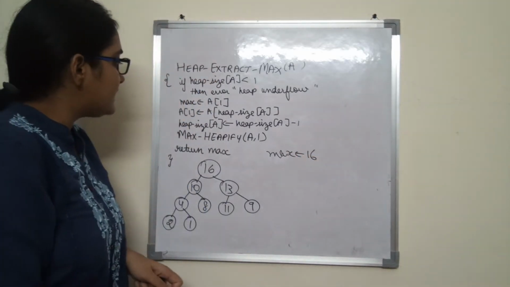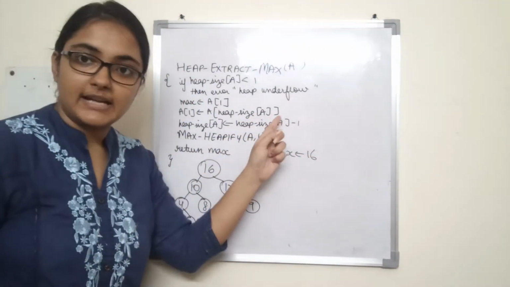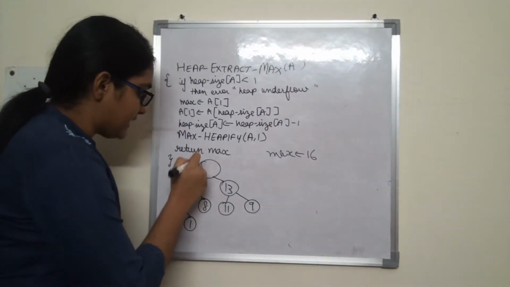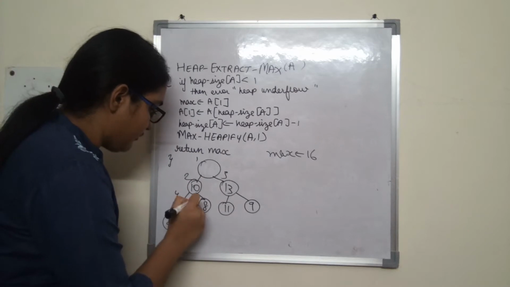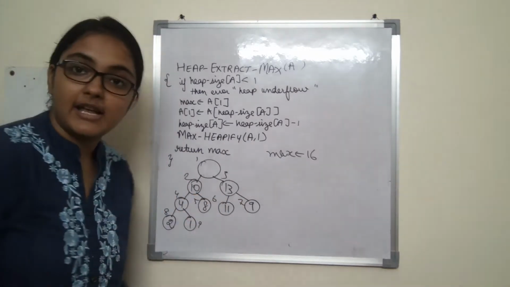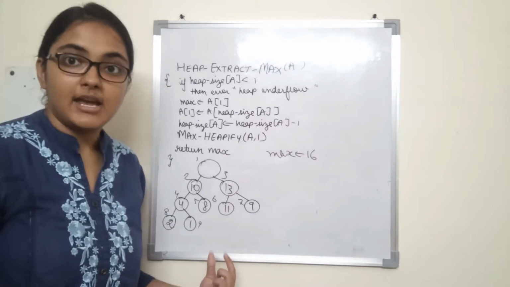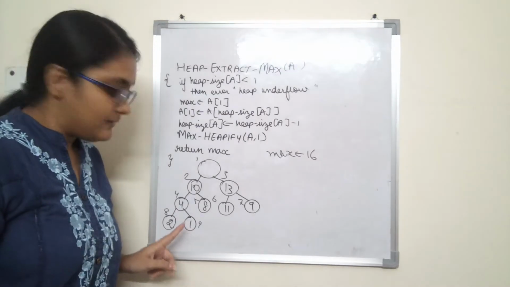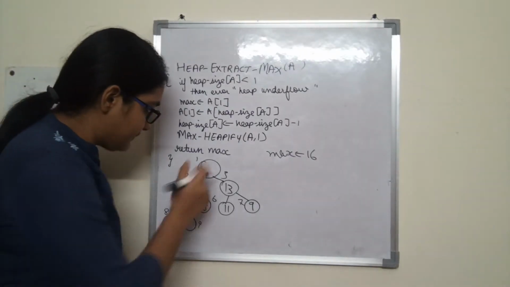Now A of 1 is equal to A of heap size of A. That is, we are replacing A of 1 with A of heap size. What is A of heap size? 1, 2, 3, 4, 5, 6, 7, 8, 9. Alright, so there are 9 elements. So heap size is 9. Now A of heap size is 1. So we are putting 1 there.